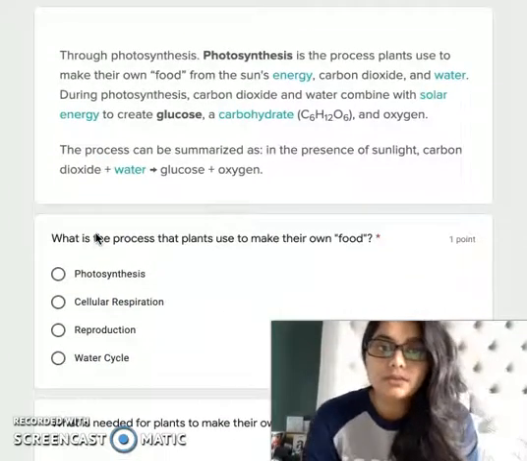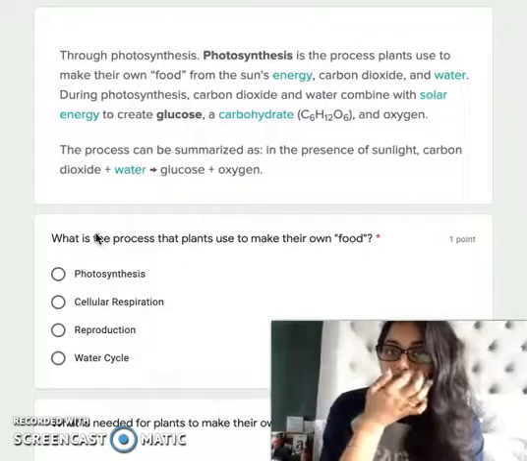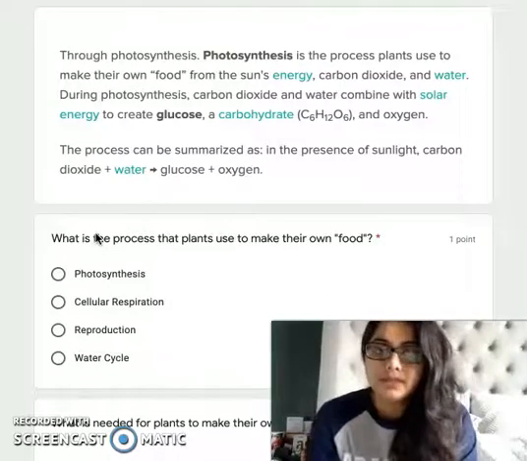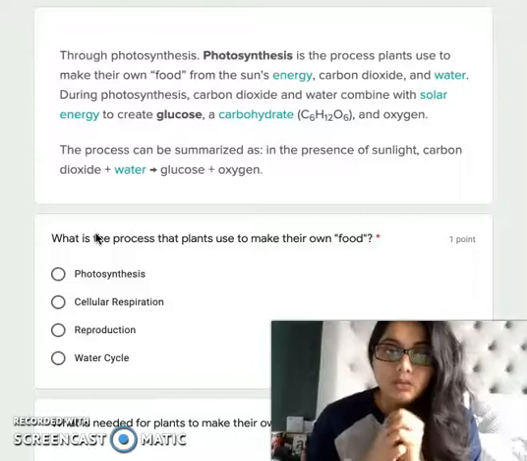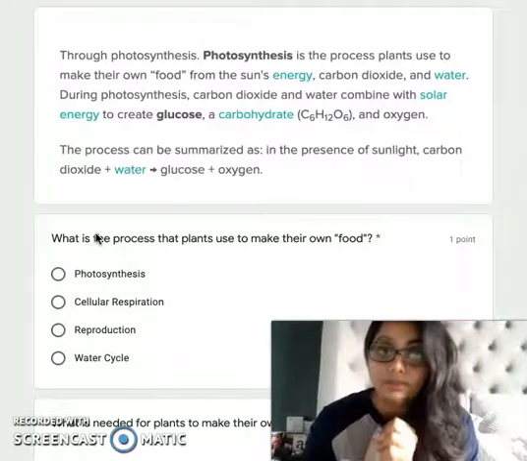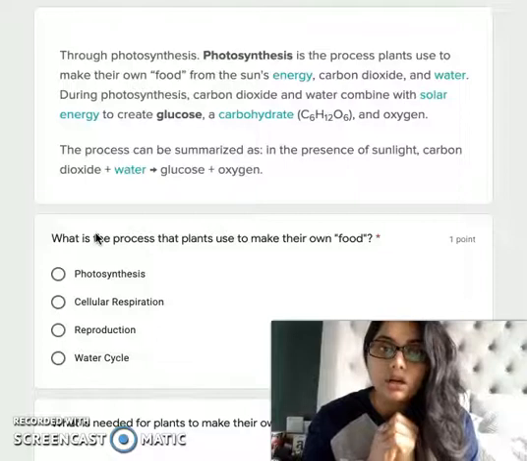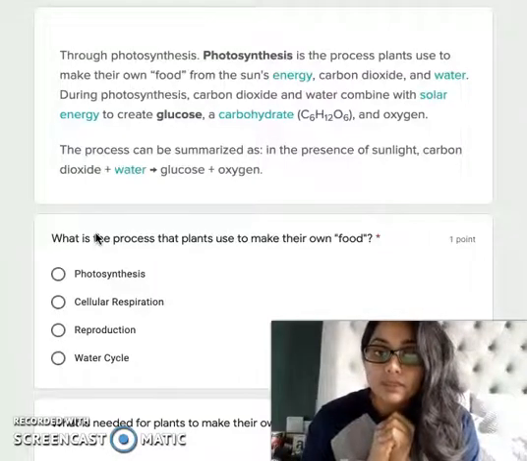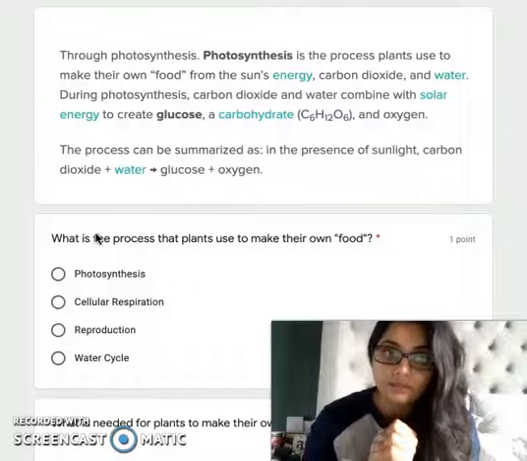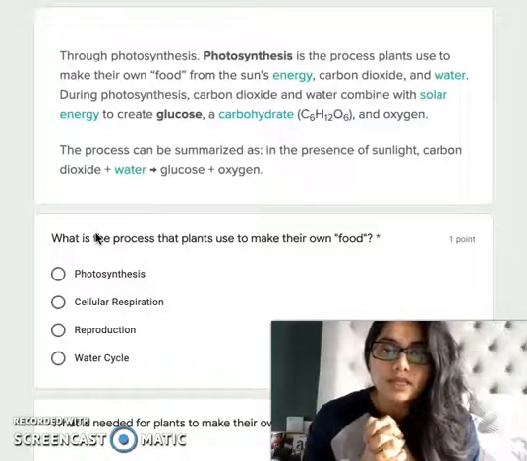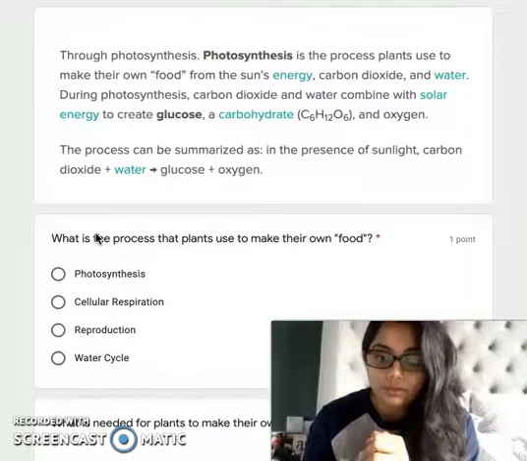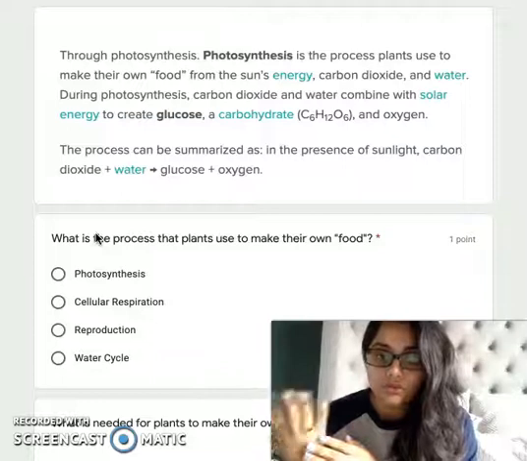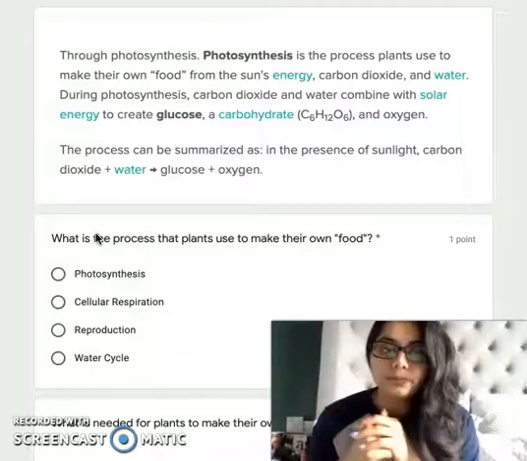Photosynthesis is the process plants use to make their own food from the sun's energy. Carbon dioxide and water. During photosynthesis, carbon dioxide and water combine with solar energy, which is the energy from the sun, to create glucose, a carbohydrate, C6H12O6, and oxygen. So this process can be summarized as, in the presence of sunlight, carbon dioxide and water combine together to create glucose and oxygen. So remember the oxygen that you breathe.